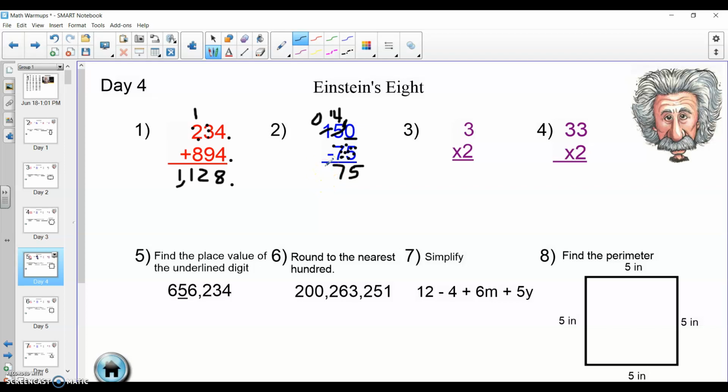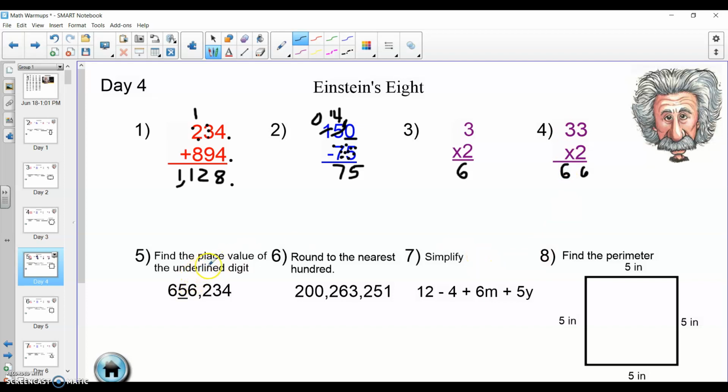So how many got both answers, 1 and 2, correct so far? How many got one of those 2? All right. What's 3 times 2? 6. And you can see what I did in number 4. You're going to have 3 times 2. You have to do each of the top numbers times the bottom number. 3 times 2, 6. But you're not done because you have another 3 times 2, 6. So your answer is 66.